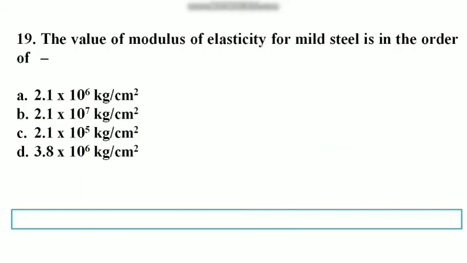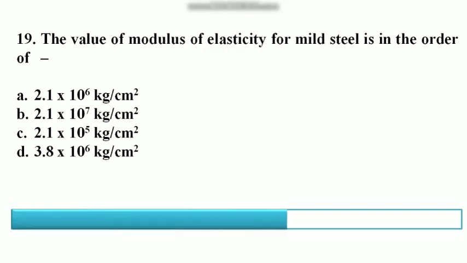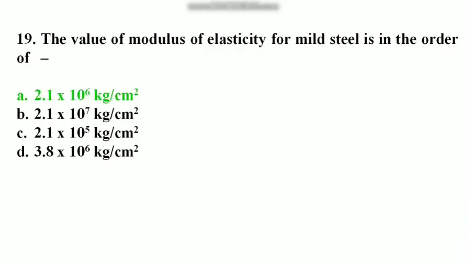The value of modulus of elasticity for mild steel is in the order of option A 2.1 into 10 to the power 6 kg per centimeter square, option B 2.1 into 10 to the power 7 kg per centimeter square, option C 2.1 into 10 to the power 5 kg per centimeter square, and option D 3.8 into 10 to the power 6 kg per centimeter square. Here the answer is 2.1 into 10 to the power 6 kg per centimeter square.